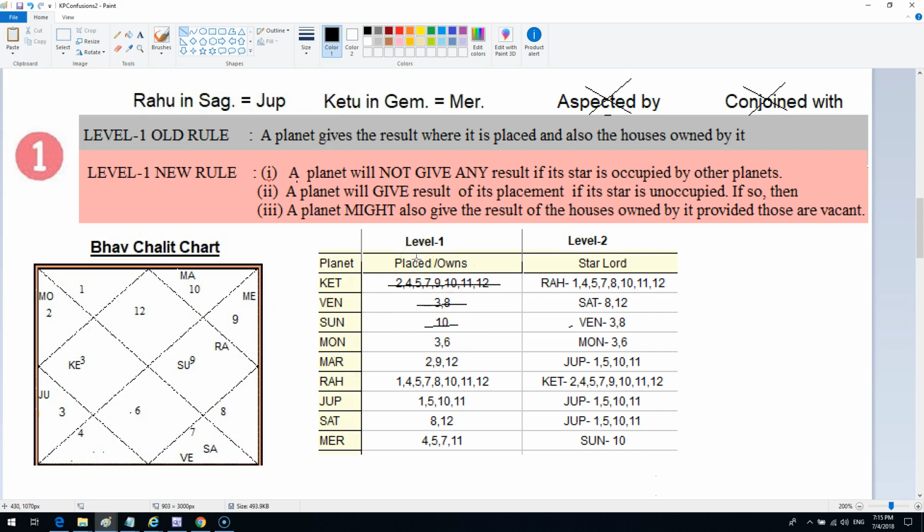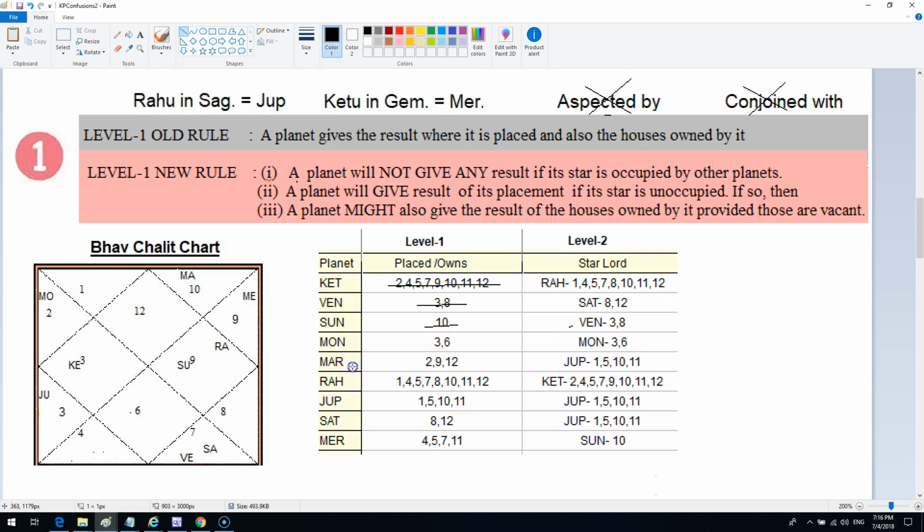And the second part of this new theory says that Moon might also give the result of the houses owned by it, provided those are vacant. If you look at the house owned by Moon, that's the sixth house. And the theory says provided those are vacant. So the sixth house is vacant. So we say Moon is going to give the result of the 3 and 6 both. So we are going to retain this.